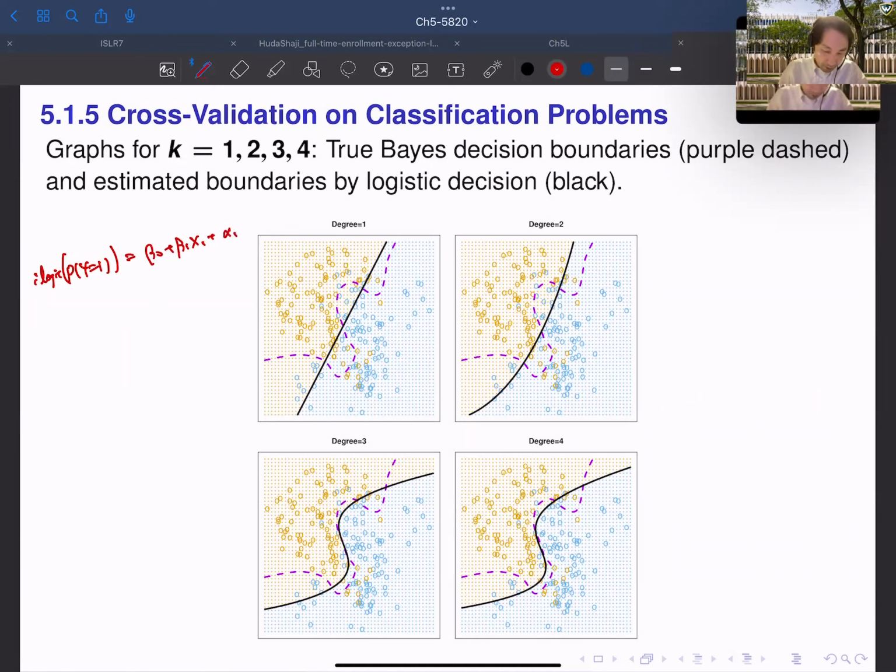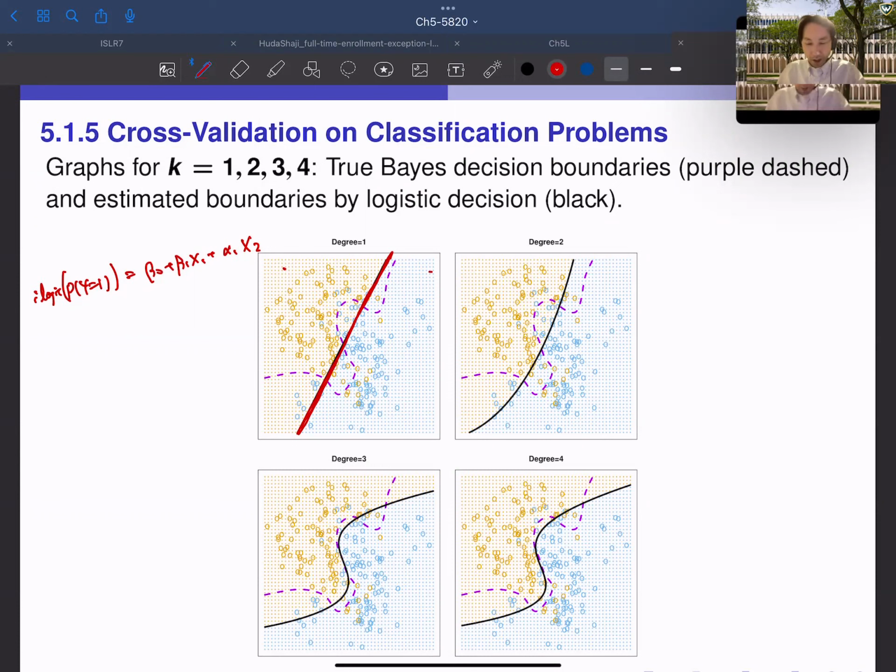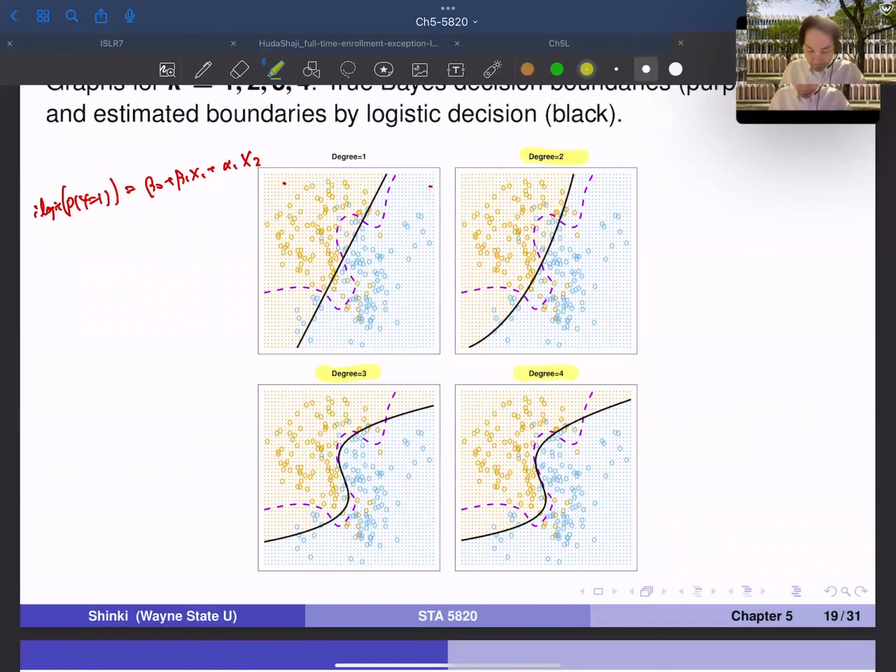And here the purple dashed line is the true boundary between these 2 classes, orange and blue. The orange circles and the blue circles are observations. And our estimated line is the black line. So the black line is somewhat reasonable, but of course it's not too close to this purple dashed line. And if we get higher degree polynomials of x1 and x2, but we don't include the interaction term, that is our specification. Degree 2, degree 3, degree 4.